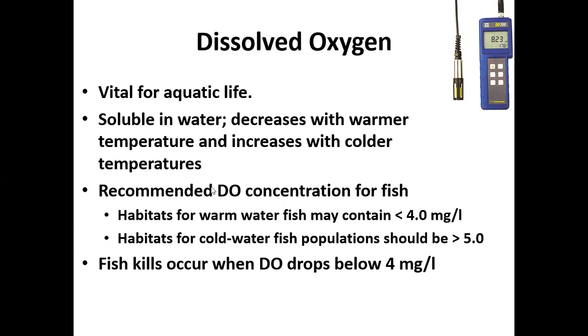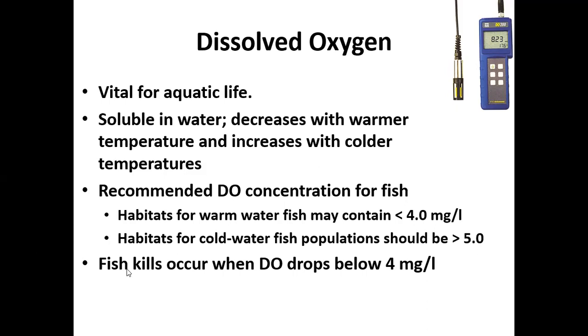So the recommended dissolved oxygen concentration for fish, and fish is usually a good measure of water quality, how well the fish are doing. For warm water fish, you want something that's a little less than 4 milligrams per liter, not much, but around 4 milligrams per liter. But for cold water fish populations, it should be more than 5 milligrams per liter of dissolved oxygen.